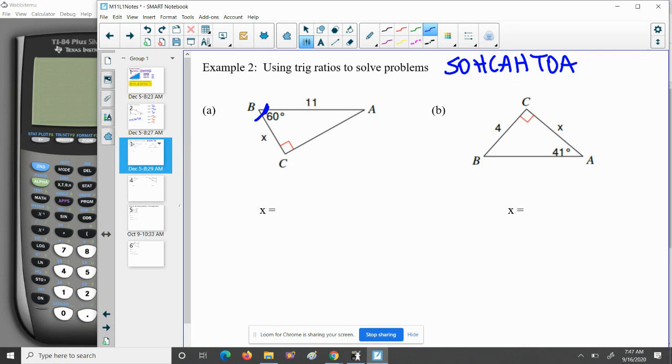Now, which ratio uses adjacent over hypotenuse? If we take a look, that would be cosine. So we could write an equation, the cosine of the angle. The angle always goes with the trig function. So you're always going to have sine, cosine, or tangent of the angle. So cosine of 60 degrees is equal to, remember, it's adjacent over hypotenuse. So adjacent, which is x, over hypotenuse, which is 11.